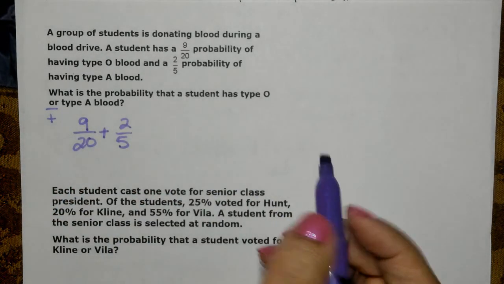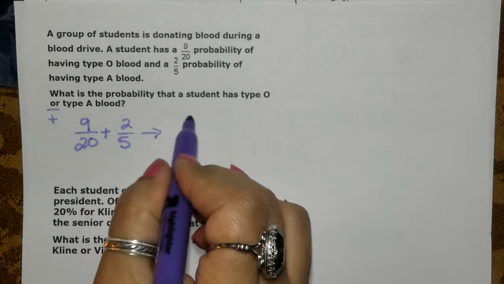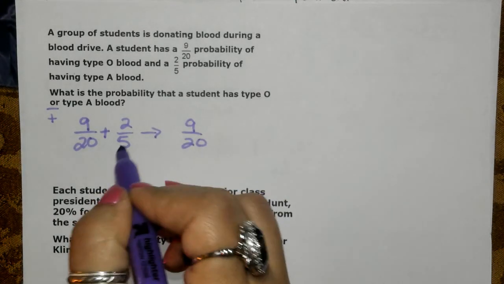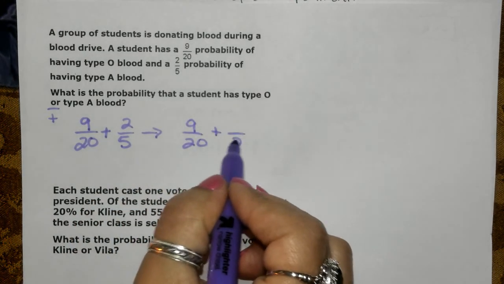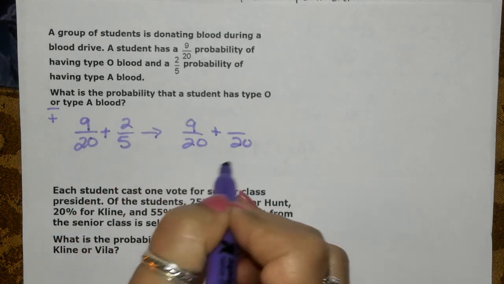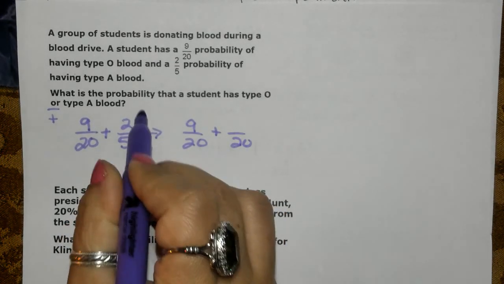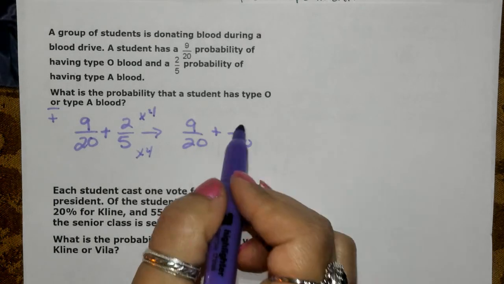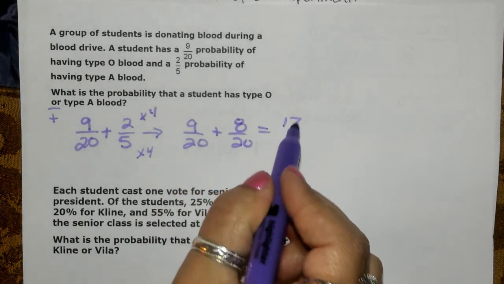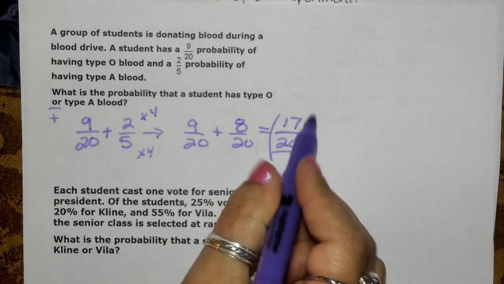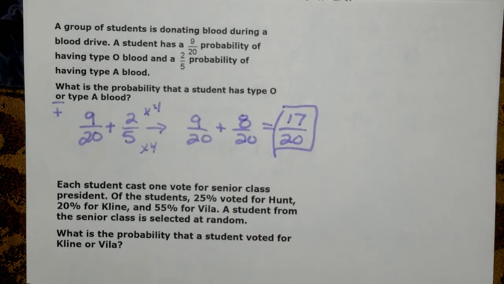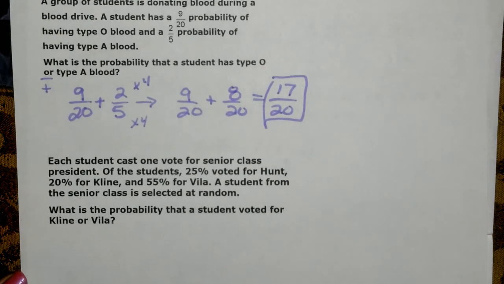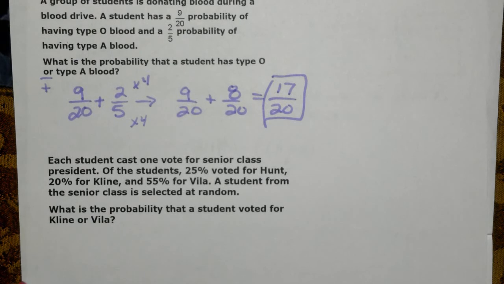First of all, this is mutually exclusive because you can only have one blood type. You can't have both. So the probability of type O would be 9 over 20. Okay, they told us. The probability of type A is 2 over 5. We cannot add fractions until we get a common denominator. So I know 5 goes into 20, so I'm going to make the denominator 20. 5 times what is 20? I'm going to multiply by 4 and you get 8. And we get 17 over 20. Which is your answer.